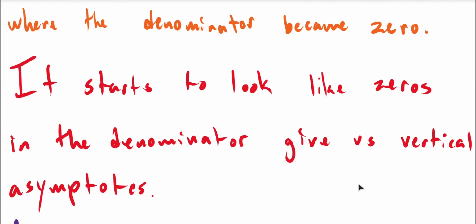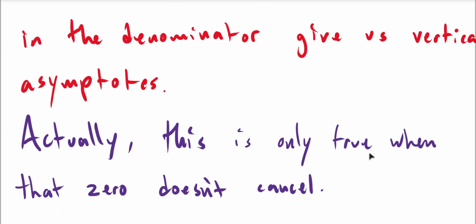Now it starts to look like zeros in the denominator just correspond to vertical asymptotes. That's not exactly the case, though. This is only true when that 0 doesn't cancel. We saw in the last video what happens to x over x. It doesn't have a vertical asymptote.